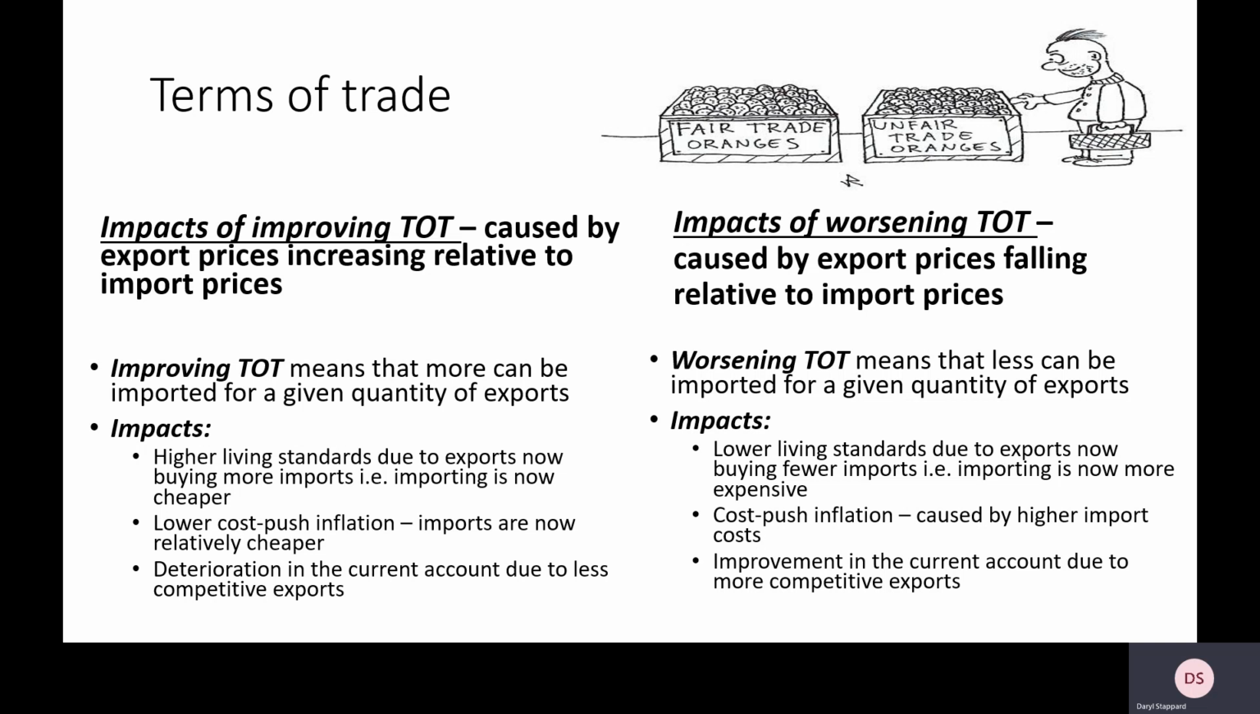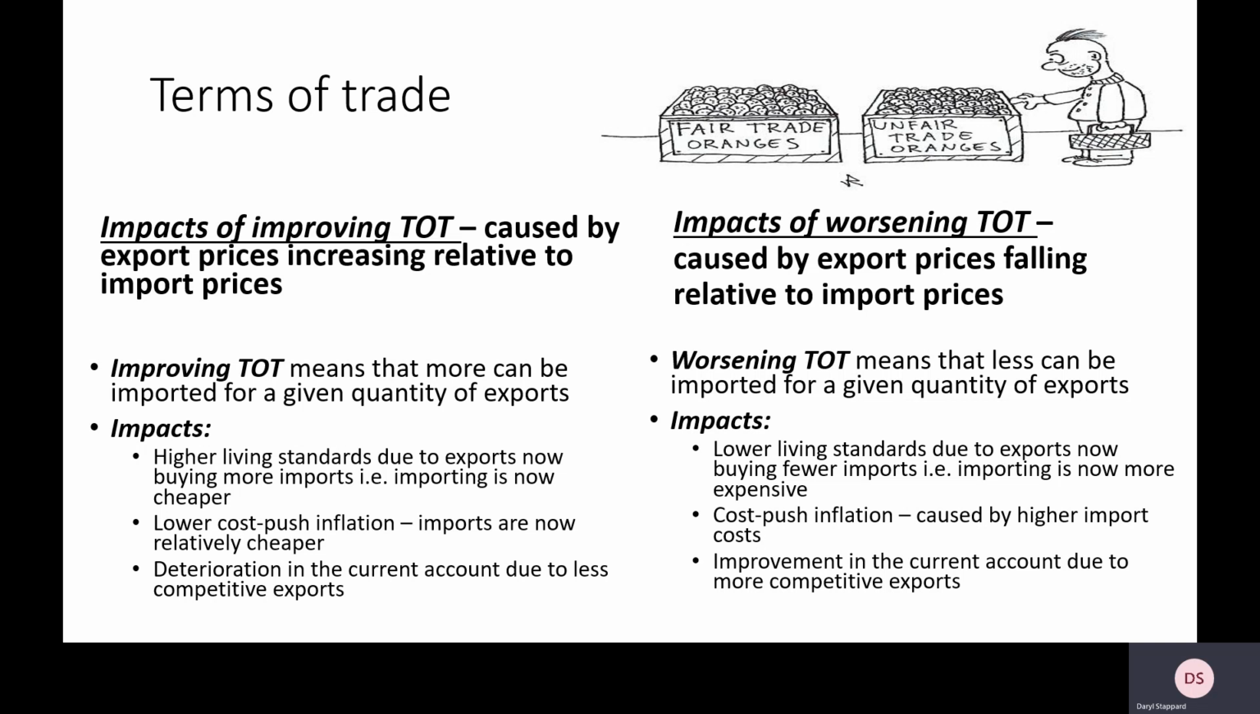Right, we're now going to be thinking about the impacts of changes in terms of trade. Now, when you've got improving terms of trade, or TOT, we've got to remember what's happened is that export prices have increased relative to import prices. So the index of export prices has grown more than the index of import prices has grown by. Now that will mean that your economy can buy more imports for your exports.